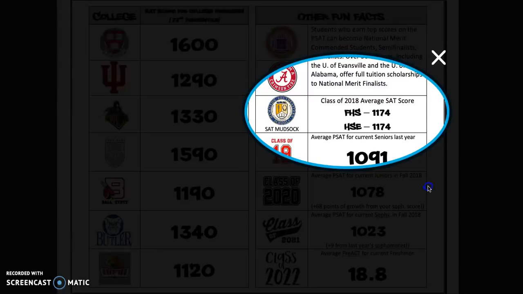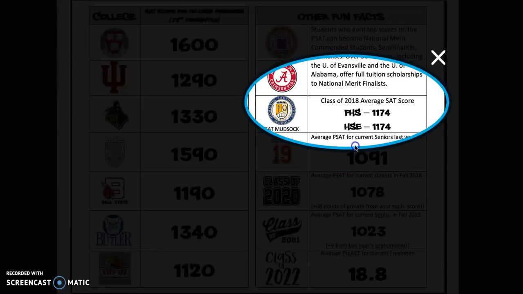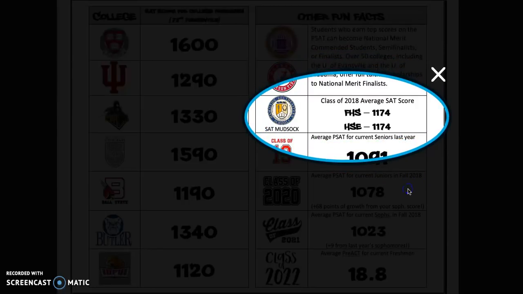We also have the SAT comparison. These are average SAT scores between our two high schools, Fishers and HSE. And you notice we're tied. I don't like that we're tied. I want us to have a higher score than HSE. We have in the past just by a few points, and I think we can again. So let's continue to study for the SAT and do our best on it.